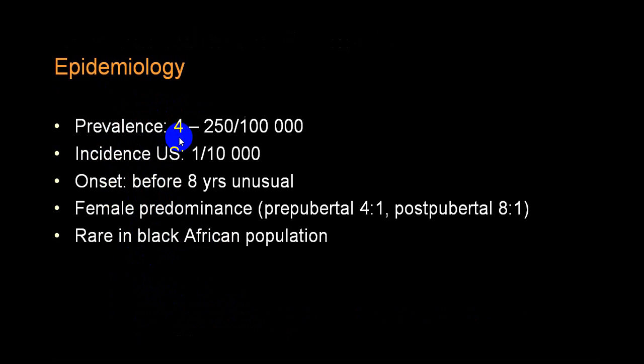Prevalence is said to be 4 to 250 in 1 lakh. In the USA, 1 in 10,000. Onset before 8 years is absolutely unusual. Females are more prone, prepubertal 4:1 and postpubertal 8:1. It is rarely seen in the black African population.